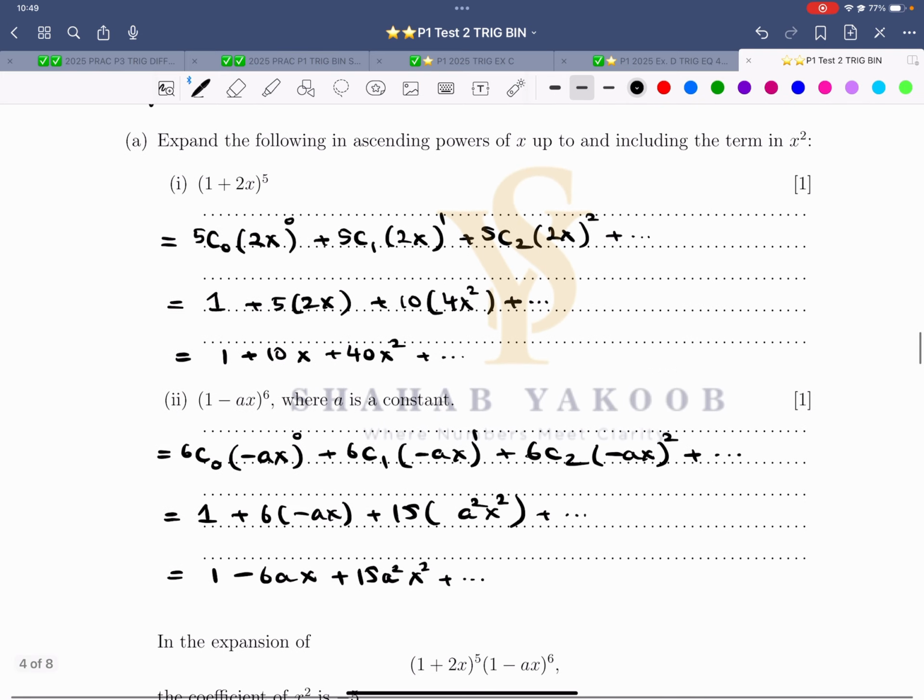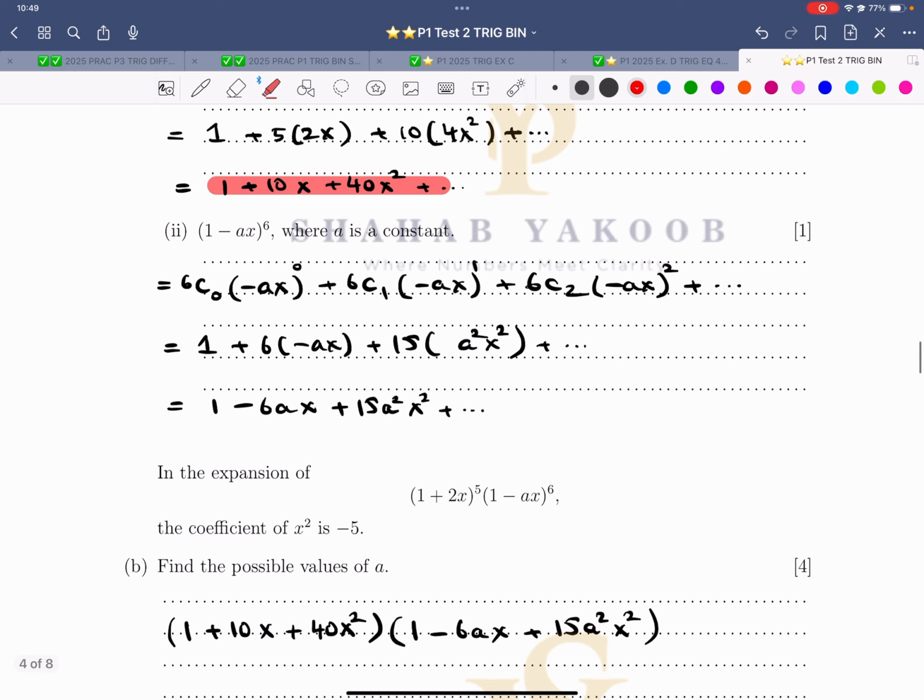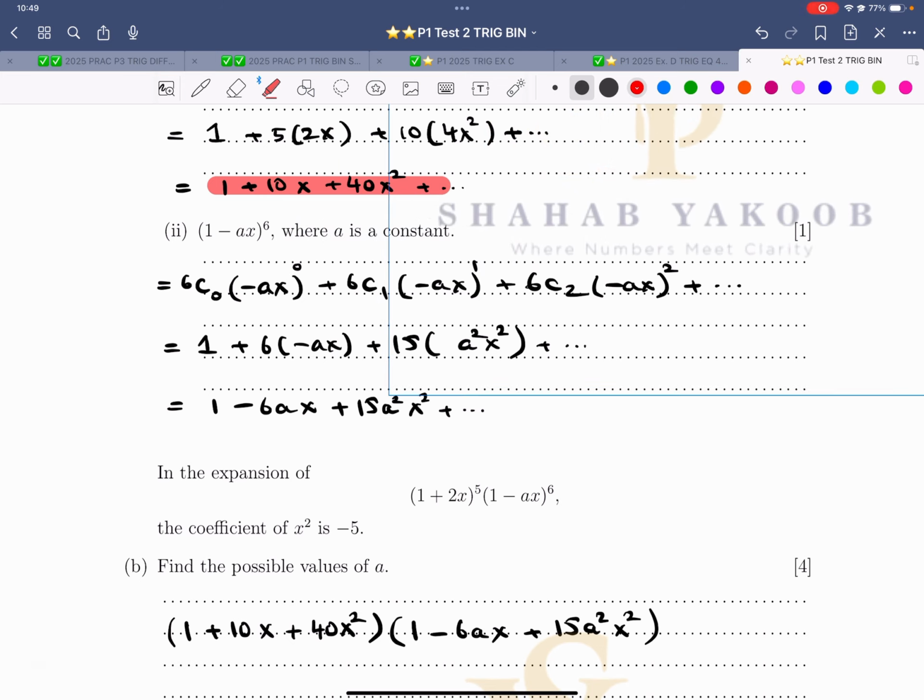Binomial, once again. Expand the following in ascending powers of x up to and including the term in x square. 1 plus 2x raised to power of 5: 5C0, 2x power 0, 5C1, and then 5C2. Simplify, you get these 3 terms. So let me highlight it. These are the first 3 terms that you're getting. 1 minus ax raised to power of 6.